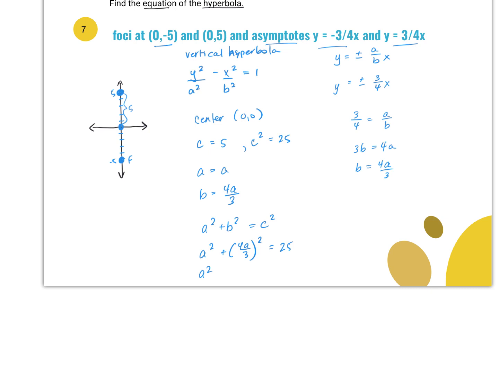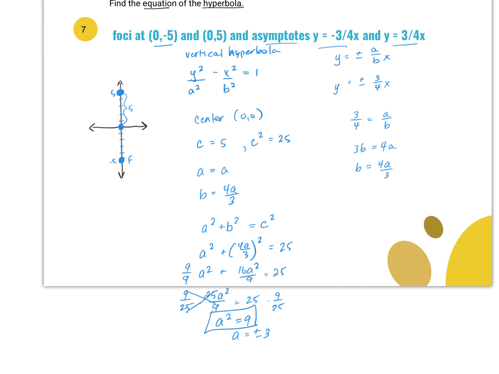So I'm going to get a squared plus 16a squared over 9 equals 25. This could be 9 over 9a squared if I want to give it the same denominator. And this would be 25a squared over 9 equals 25. And again here, then I'll multiply by 9 25ths. And I'm going to get a squared equals 9, which means a equals plus minus 3. So a squared does equal 9 in this problem.